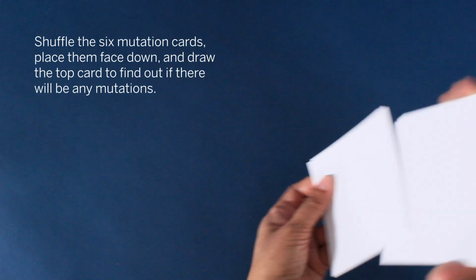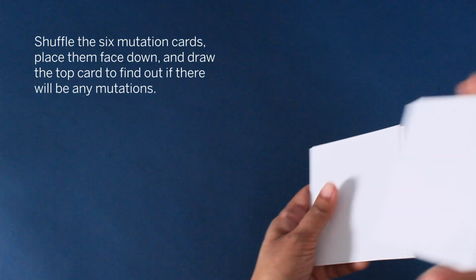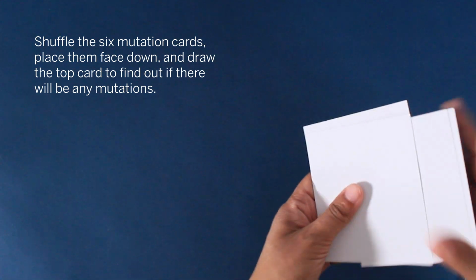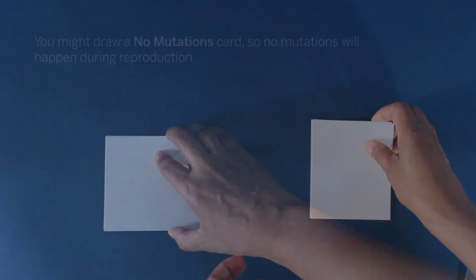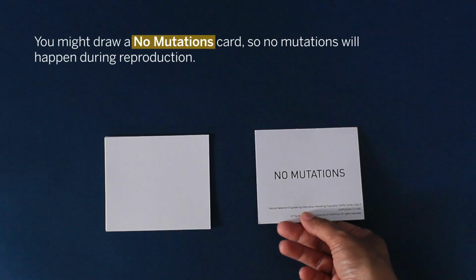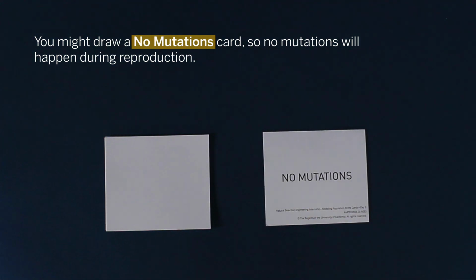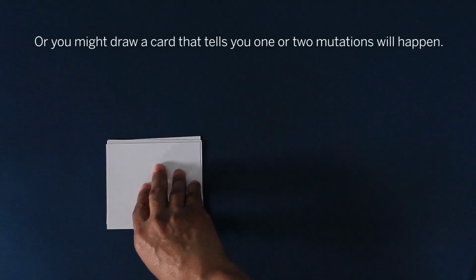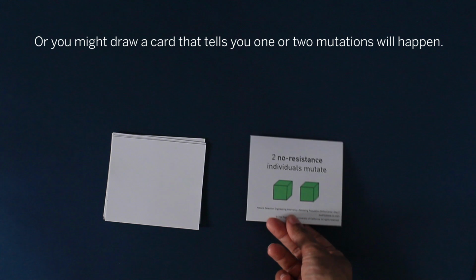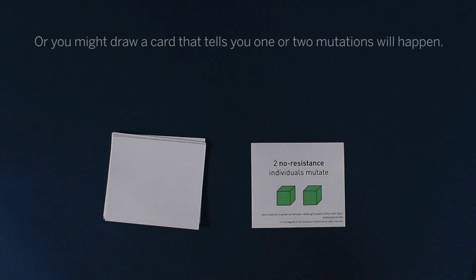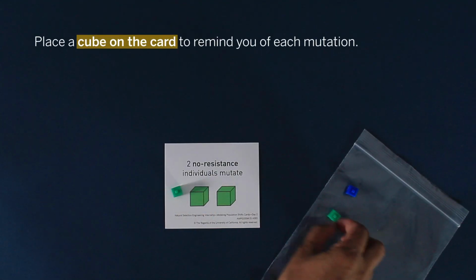Shuffle the 6 mutation cards, place them face down, and draw the top card to find out if there will be any mutations. You might draw a no mutations card, so no mutations will happen during reproduction. Or you might draw a card that tells you 1 or 2 mutations will happen. Place a cube on the card to remind you of each mutation.